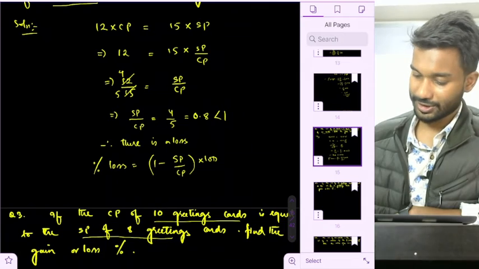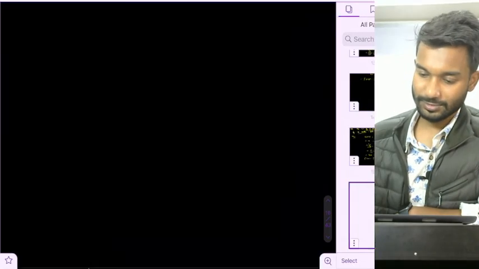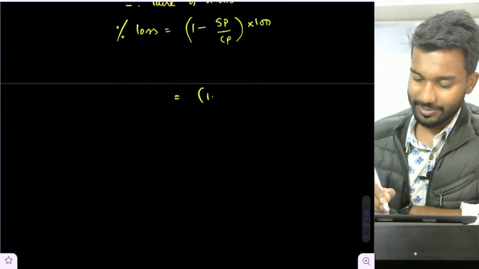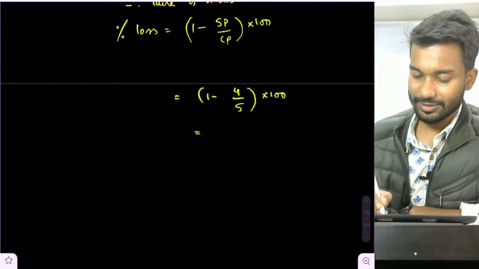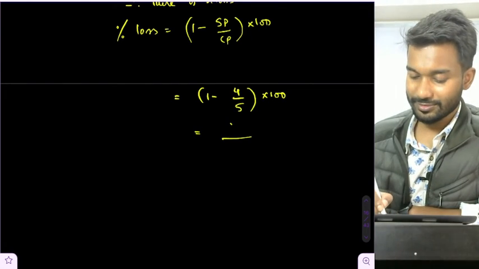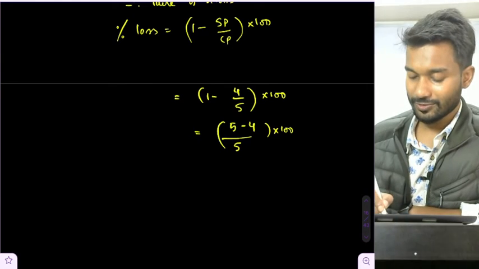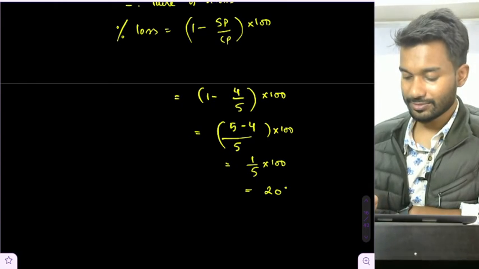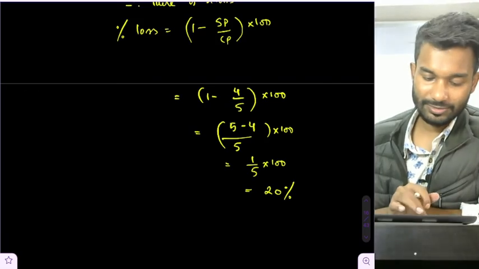So what you'll get: 1 minus 4 by 5 into 100, and the LCM will be 5. So 5 minus 4 into 100, 1 by 5 into 100, and 1 by 5 is 20%. 20% will be the answer. I hope this question is clear.